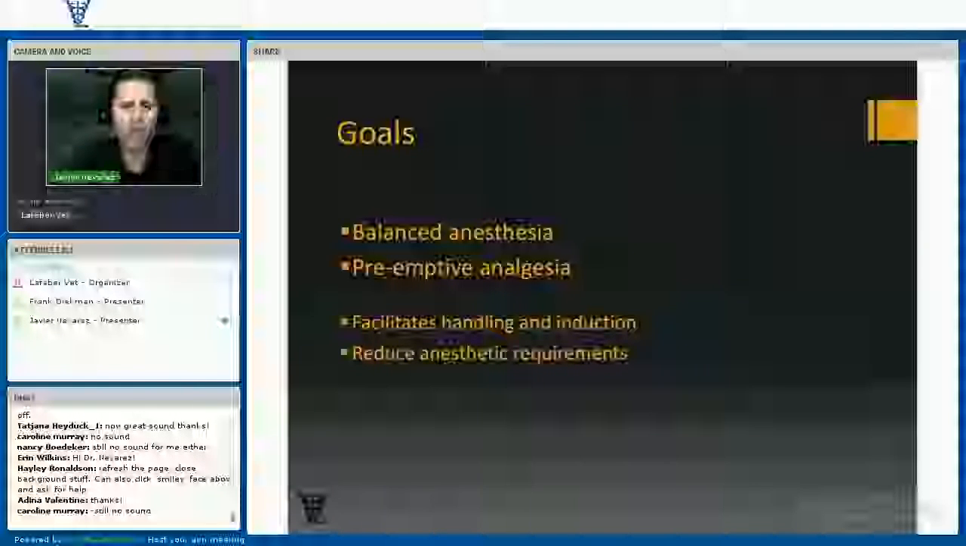Given the fact that we still know very little about the analgesia of reptiles and the effectiveness of a lot of these analgesics, it's very important that we try to be preemptive in that. So this is going to facilitate handling and induction, and it's also going to reduce anesthetic requirements when we're spreading out using multiple drugs as opposed to just one or two drugs in our arsenal.